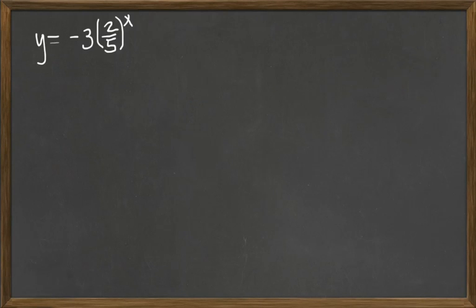Our next example is going to be y equals -3 times 2/5 to the x. Now notice you have a couple of changes. You have a negative and you have a number outside the fraction, outside your growth factor. So we're going to have to take that and create a couple of points before we can graph it.